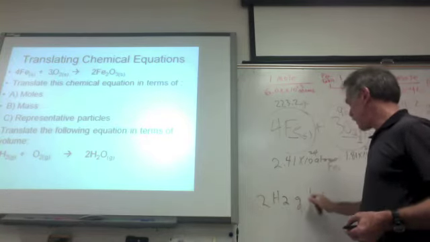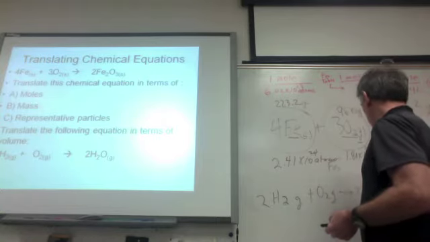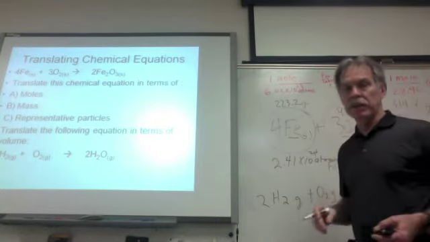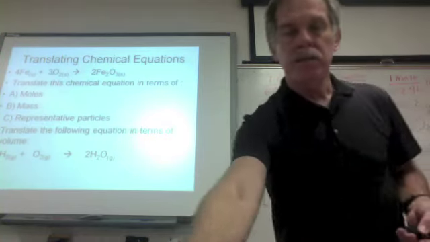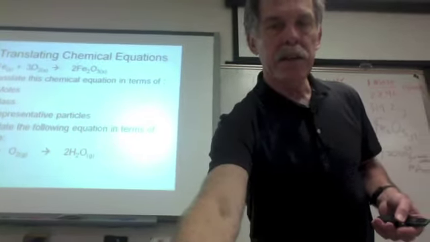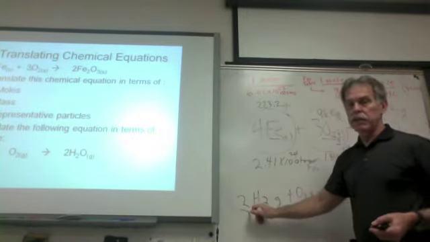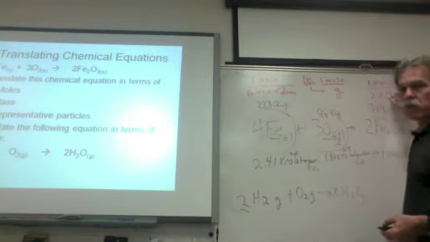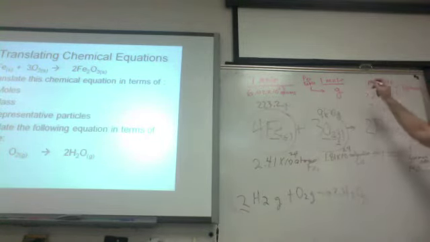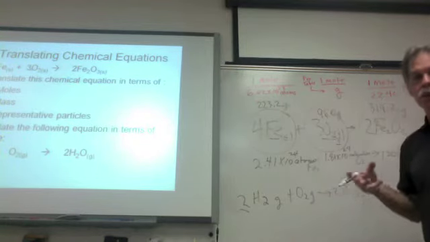2H2 gas plus O2 gas produces 2H2O gas. And we're going to translate this in terms of liters. So when we do this, we're going to have the number in front times 22.4, because 22.4, our three conversion factors from last chapter are up here, 22.4 liters in 1 mole.